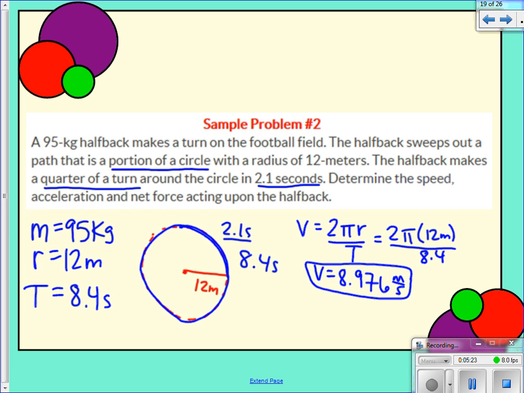All right, the second thing it wants us to do is to solve for the acceleration. Now that we know what the speed is, we can do the speed, which is 8.976, square that, and then divide by the radius of 12. And when I do that, I end up getting the acceleration is 6.71 meters per second squared.